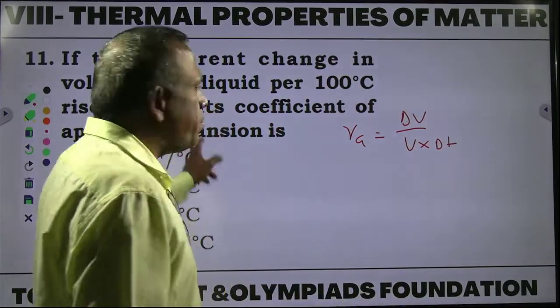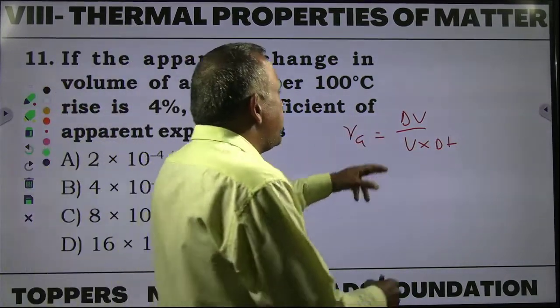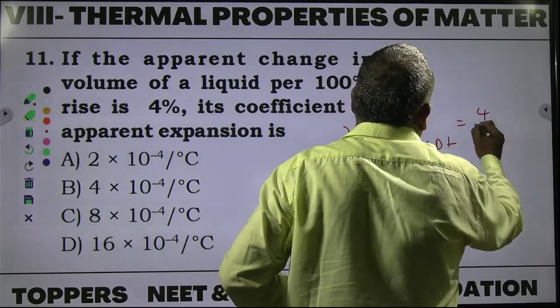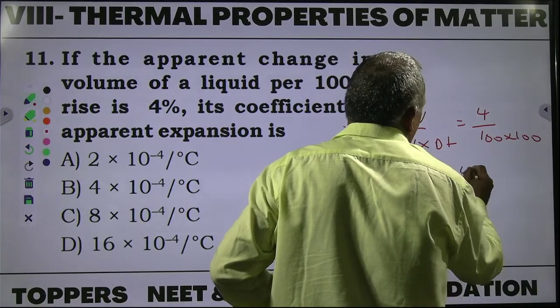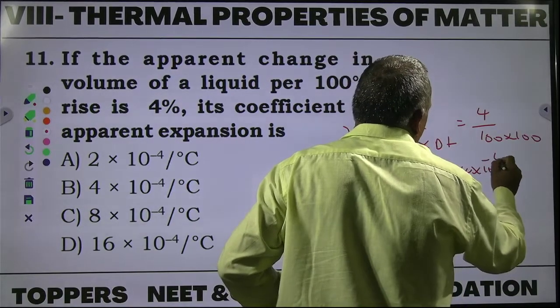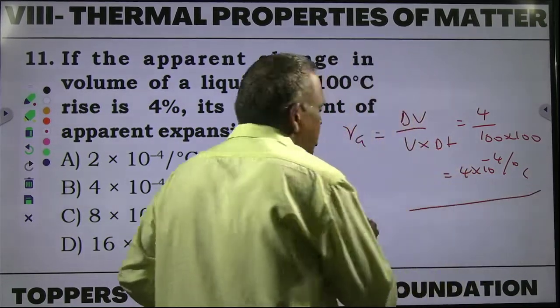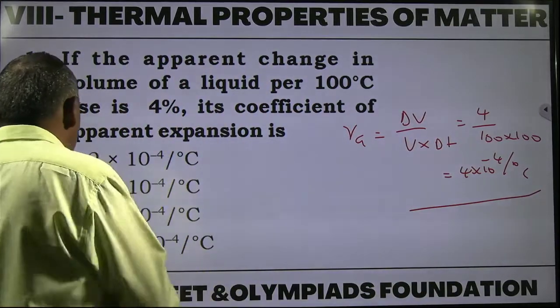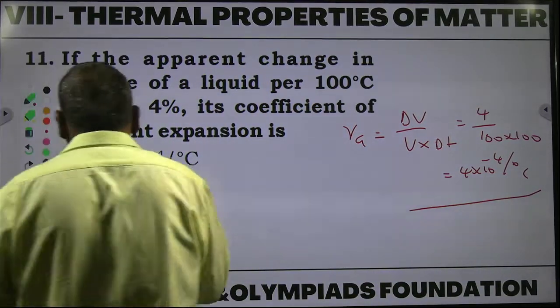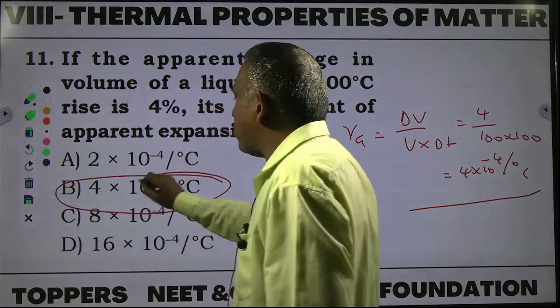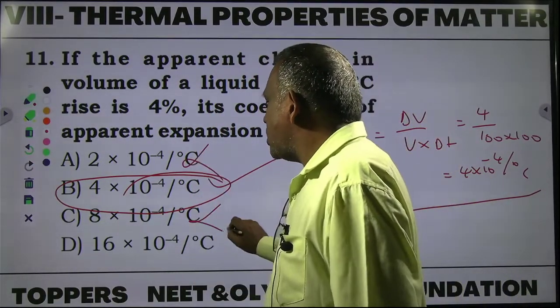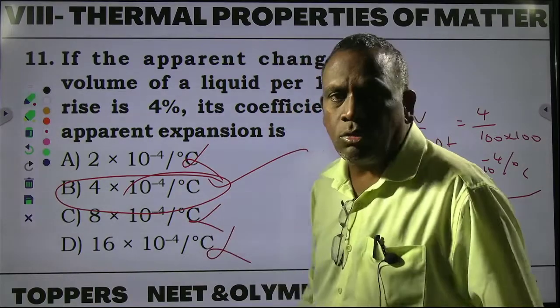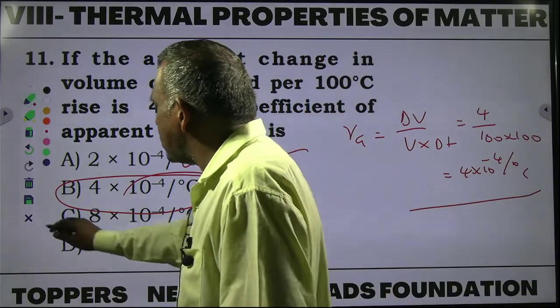So that 4% is delta V upon V. 4% means 4 by 100. Delta T is 100. That becomes 4 into 10 power minus 4 per degree centigrade. So this is about apparent expansion. If you observe the values, option B, 4 into 10 power minus 4, will be the correct option. The remaining options, 8 into 10 power and 16 into 10 power, are wrong answers.